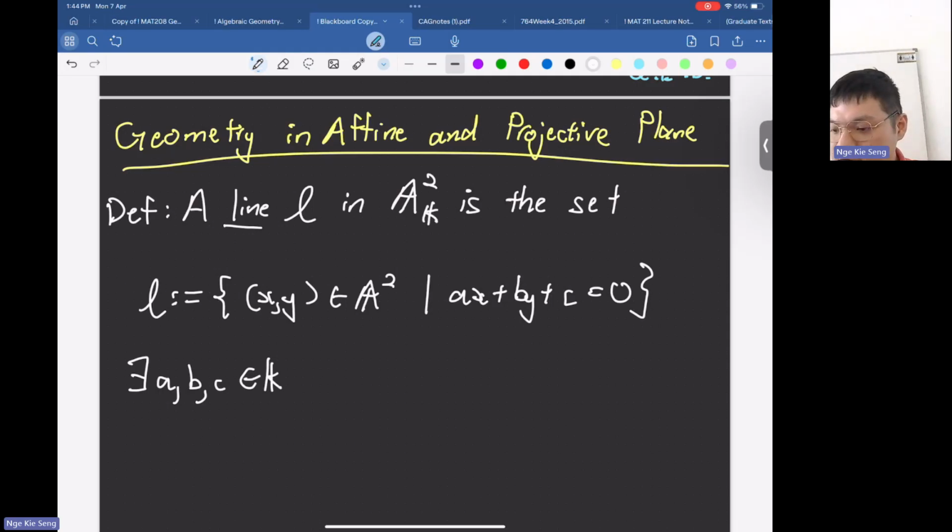Let's say you are taking for some, if your point has a number system in K.